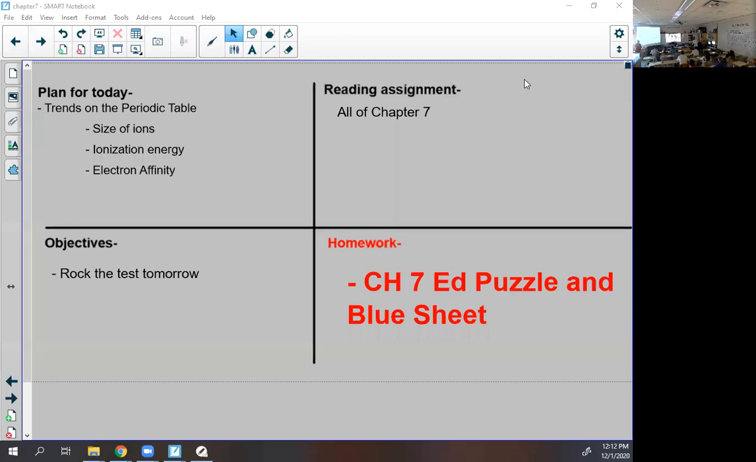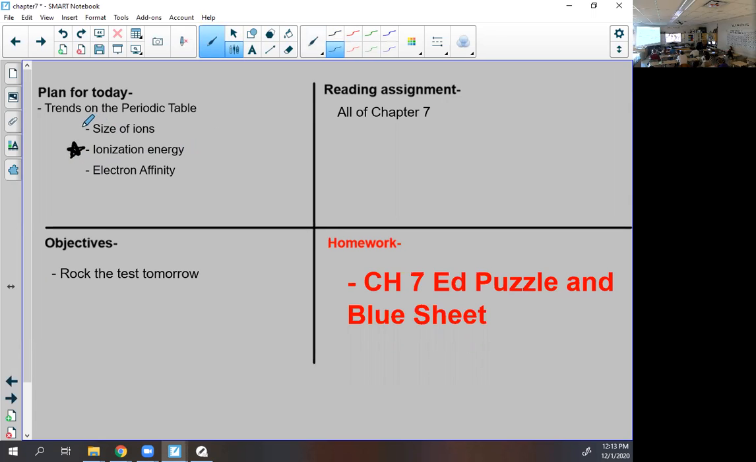Know everything I'm going to say today. So our goal is to be able to learn and explain how the size of ions compares to the size of their parent atoms. Our next goal would be to talk about ionization energy and then its partner in crime, which is electron affinity. This one is extremely important. This one is sort of important, and this one is almost not important at all.